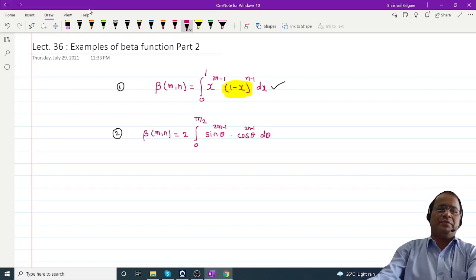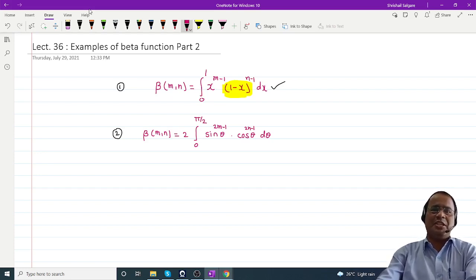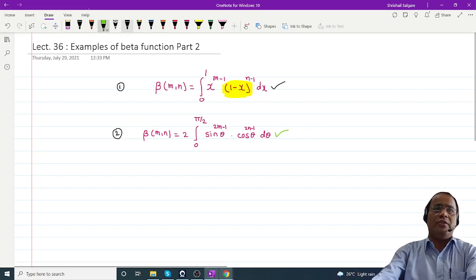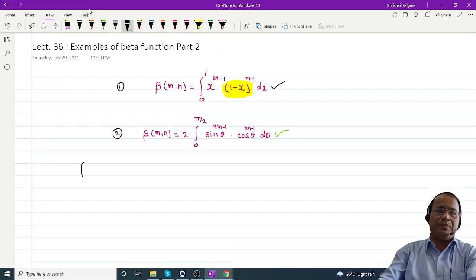So what we observe is that in the first definition, the integrand is given in algebraic form. You have a factor x and 1 minus x. So the first definition we converted to the second form. In the second form, the integrand is given as a combination of sine and cos, and we take the help of the second definition to evaluate integrals of the type 0 to pi by 2 sine theta raised to p into cos theta raised to q d theta.